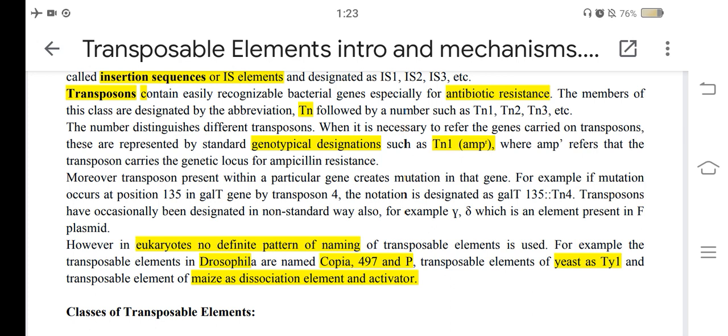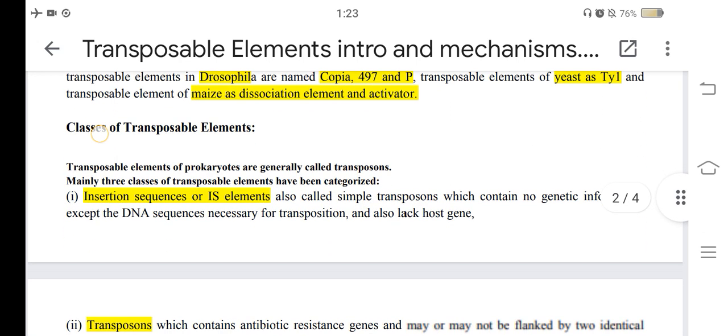Transposons have occasionally been designated in non-standard ways also, for example gamma-delta, which is an element present in the F plasmid. However, in eukaryotes, no definite pattern of naming of transposable elements is used. For example, the transposable elements of Drosophila are named copia, 412, 297, and P. The transposable element of yeast is Ty1, and the transposable elements of maize are the dissociation element and the activator. Next, classes of transposable elements.